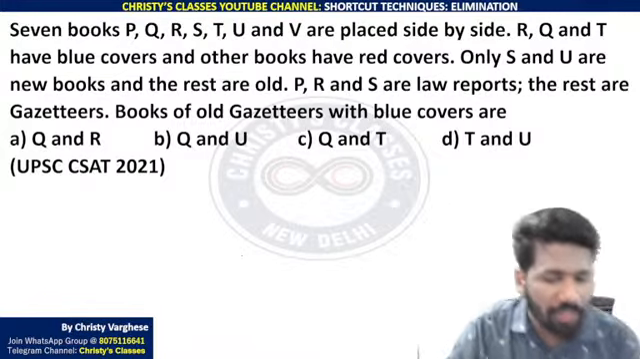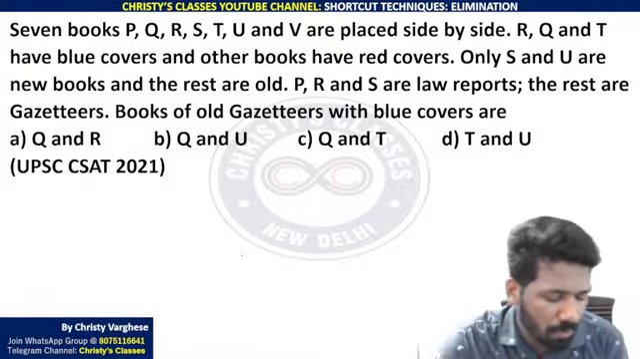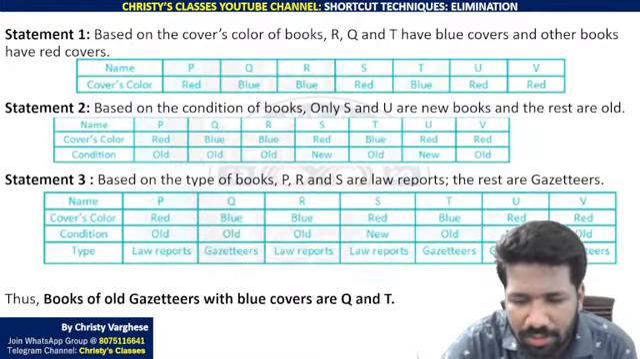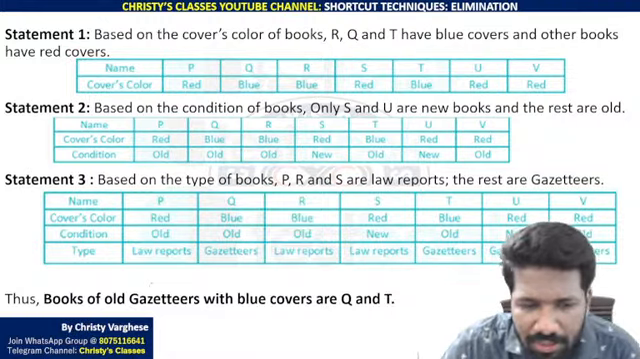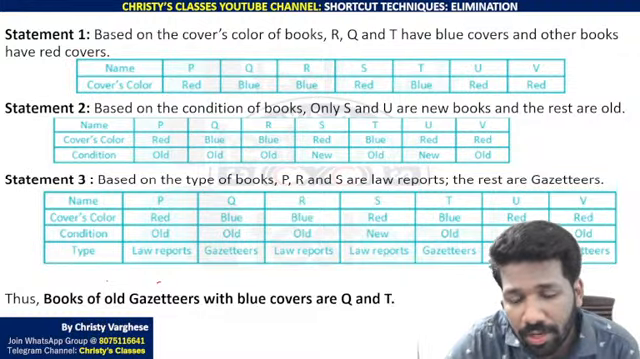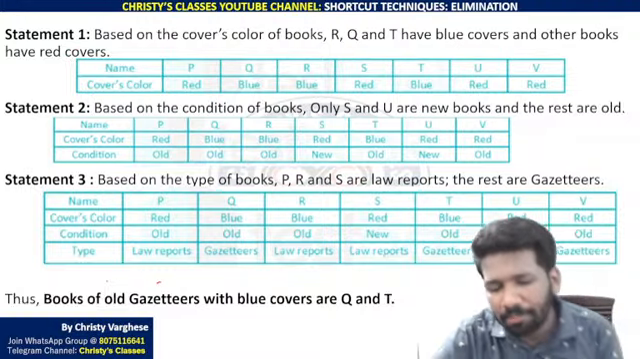Some of you got an answer. This question can be done in different ways. Tabulating or the visual method is a possibility. Directly analyzing is also a possibility. With the visual method, you can visualize the given data according to the color of the book cover, the condition of the book, and the type of book. You can tabulate the data and then pick the answer.